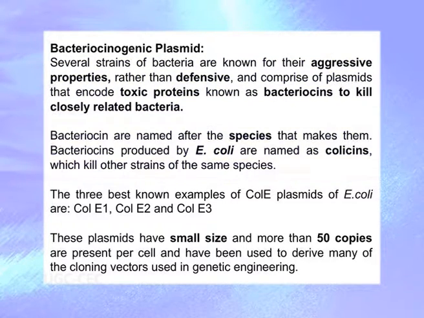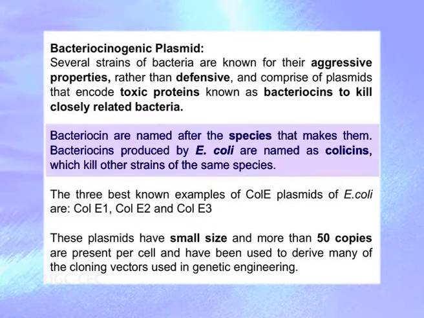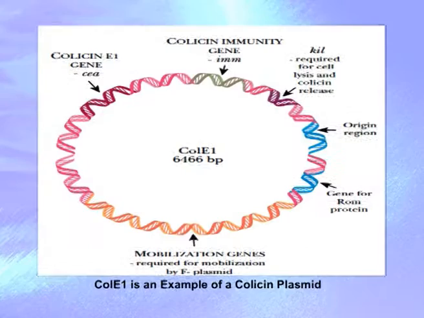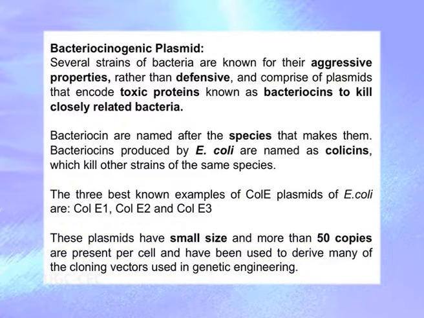Bacteriocins are generally named after the bacterial species that makes them. For example, the bacteriocins produced by E. coli are named colicins, on the basis of the species coli. The three best known examples of Col plasmids are Col E1, E2 and E3. Generally these plasmids have a small size and have about 50 copies existing inside the bacterial cell.